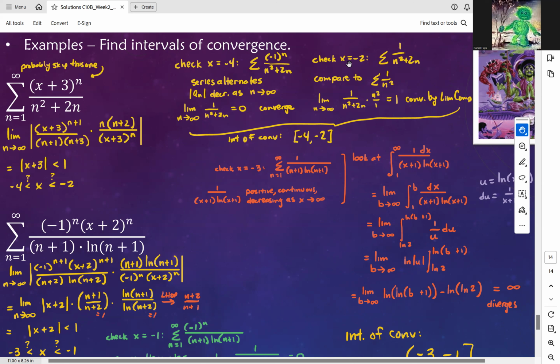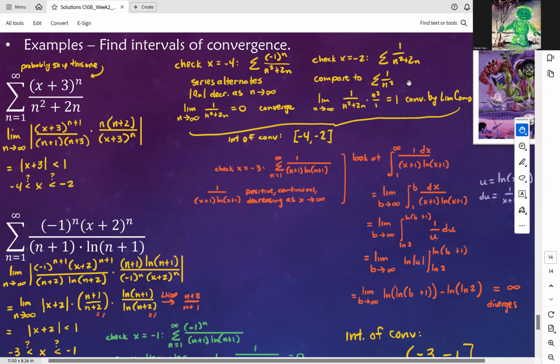When x is -2, we end up with something equivalent to 1 over n squared plus 2n, which looks remarkably similar to 1 over n squared. I've chosen to show the steps of limit comparison, but you could also have done a direct comparison there. We do end up with this non-zero result out of limit comparison.